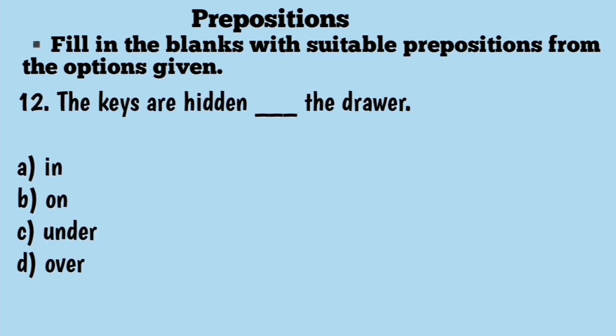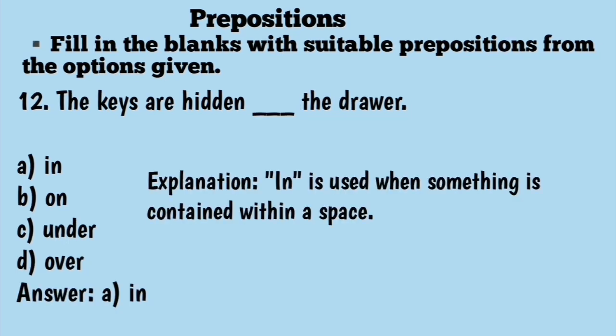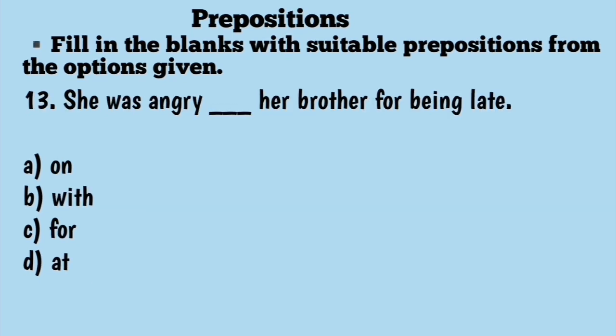Next, the keys are hidden dash the drawer. Option A in, option B on, option C under, option D over. Answer is option A in. In is used when something is contained within a space.